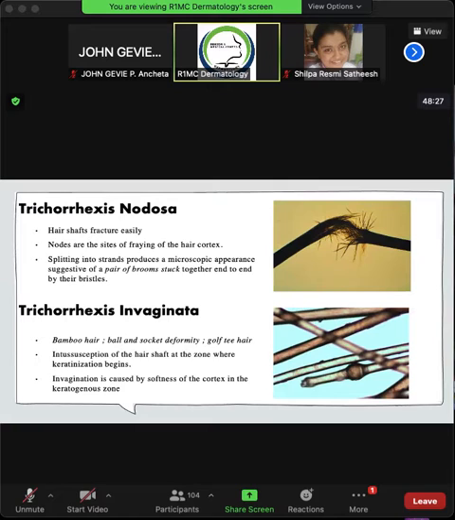Another is your trichorrhexis invaginata, also known as your bamboo hair, or your ball and socket deformity, or your wolf hair. So this is caused by the intussusception of the hair shaft at the zone where keratinization begins. These are also seen in patients with Netherton syndrome.